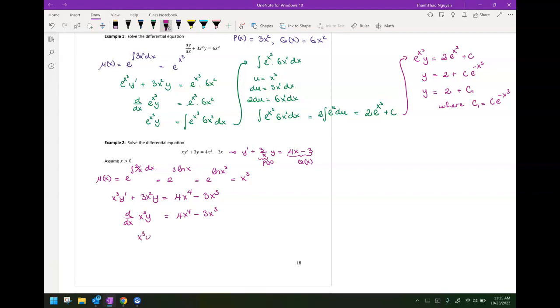Integrating both sides. Divide both sides by x to the third. And we solve the differential equation.